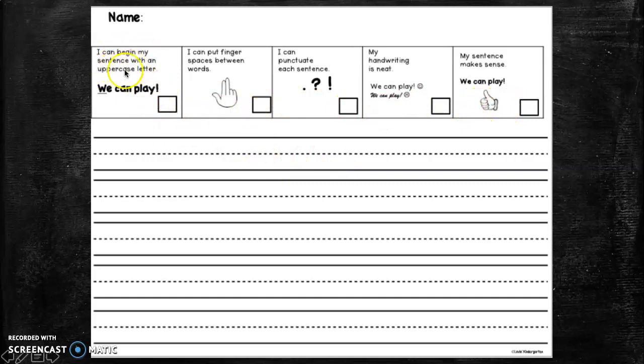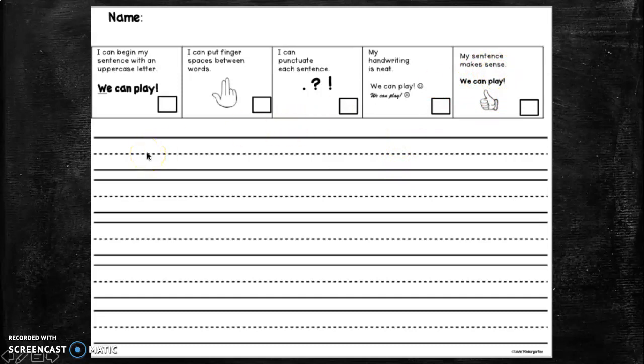I can begin my sentence with a capital letter or uppercase letter. We have finger space between our words. At the end of our sentences, we have a full stop, a question mark, or exclamation mark. We have to write neatly between the lines, and our sentences always have to make sense.